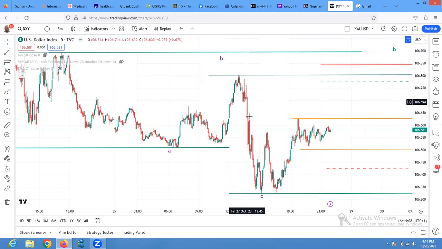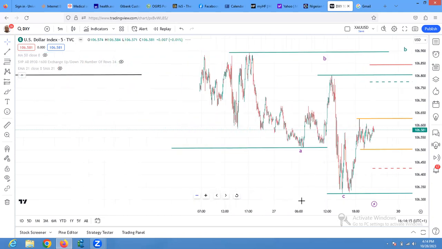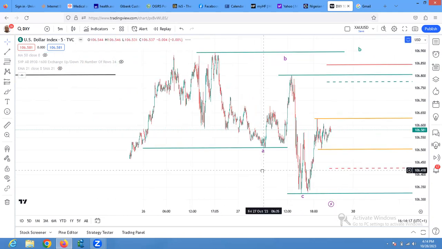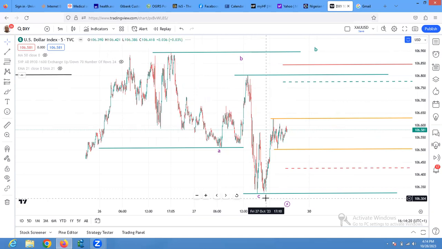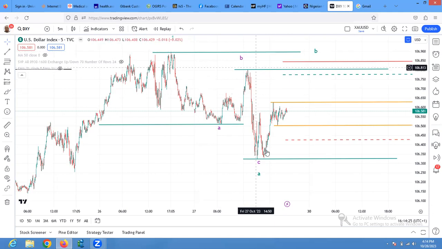So now we have finished these as an ABC of the first move of A in the green. So we have finished this as an A, B, C of the first move of A in the green. This one that is going up is now seen as an X or a B. To be an X or a B tells you these are giving us something like a zigzag.